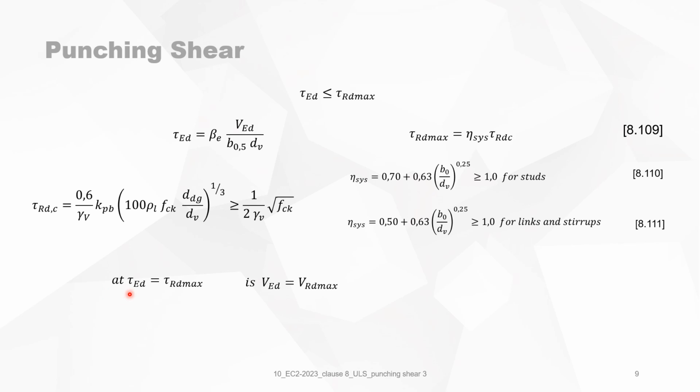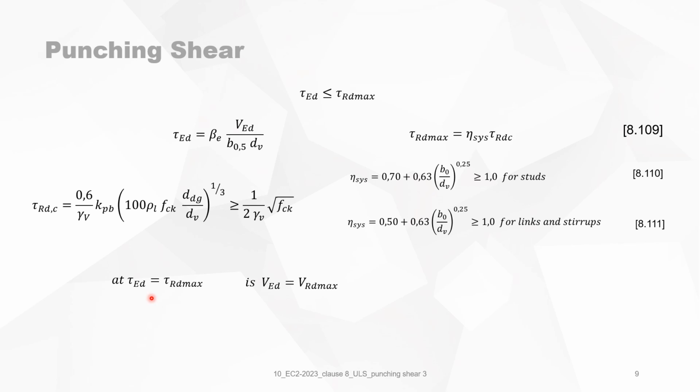At the point where the applied or design shear stress equals the maximum allowable shear stress, this happens, of course, when the applied shear force is equal to the maximum allowable shear force for the compression of the concrete. In practice, we calculate with the shear force, not with the shear stress, because all your programs give you shear force and not necessarily shear stress.